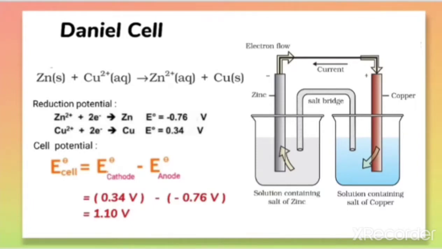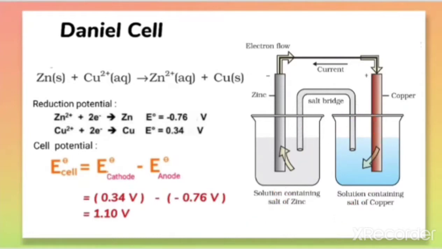So the electrical potential or the EMF of the cell is 1.10 volt when the concentration of zinc ion and copper ion in the solution is taken as 1 molar.